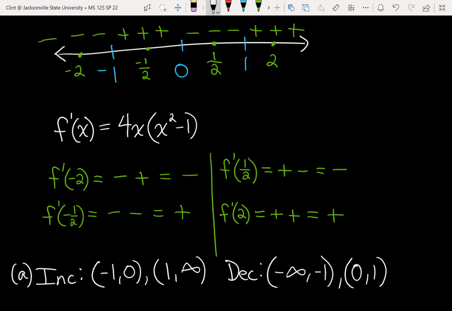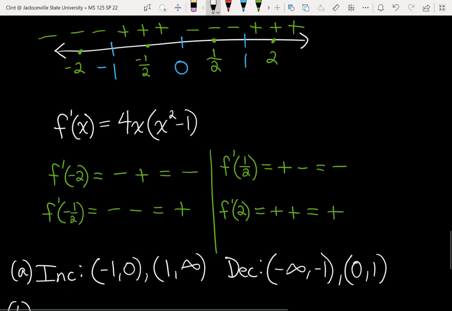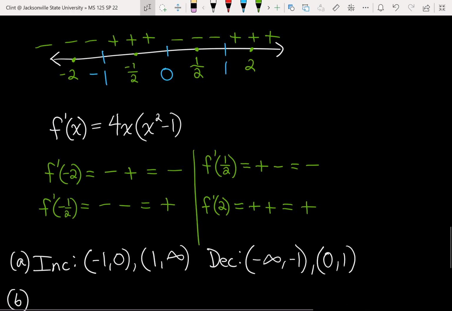B part, what about local minima, local maxima? So we've got 1, 2, 3 sign changes. So we've got 3 relative extrema. We just got to identify which type they are.